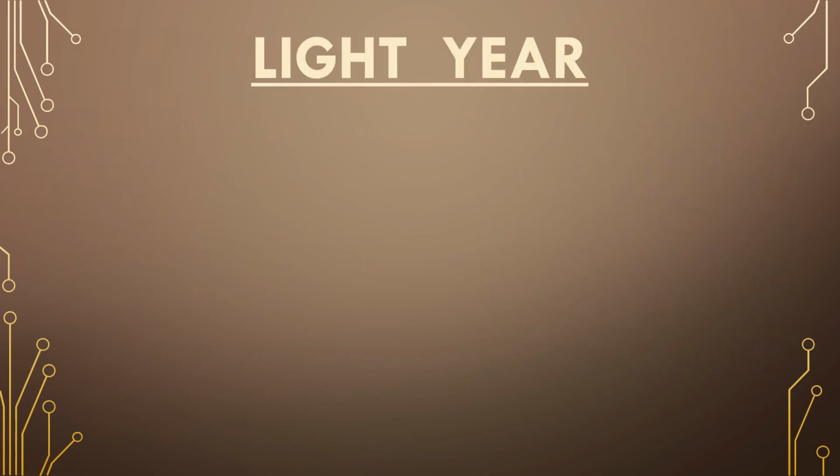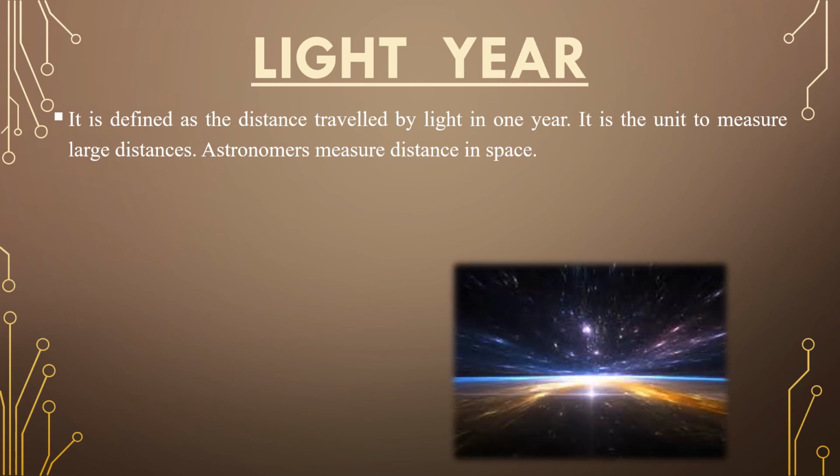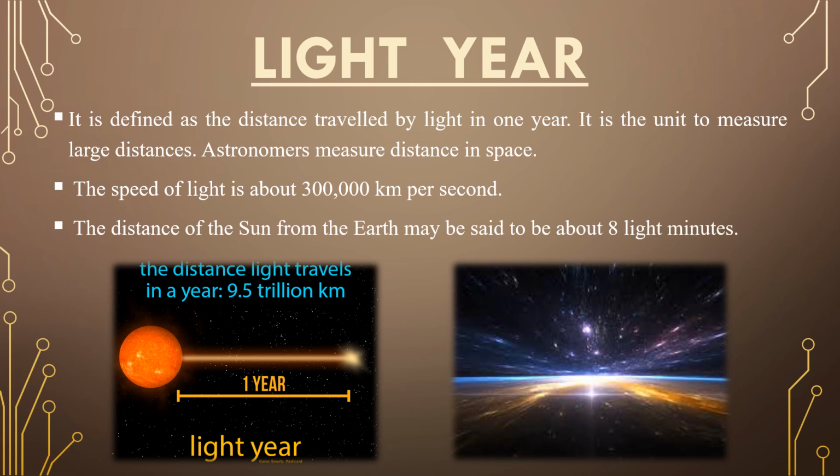Next keyword is light year. It is defined as the distance travelled by light in 1 year. It is the unit to measure large distances. Astronomers measure distances in space by using this measuring unit. The speed of light is about 300,000 km per second. As you know, the speed of light is 3 × 10^8 meters per second. The distance of the sun from the earth may be said to be about 8 light minutes.